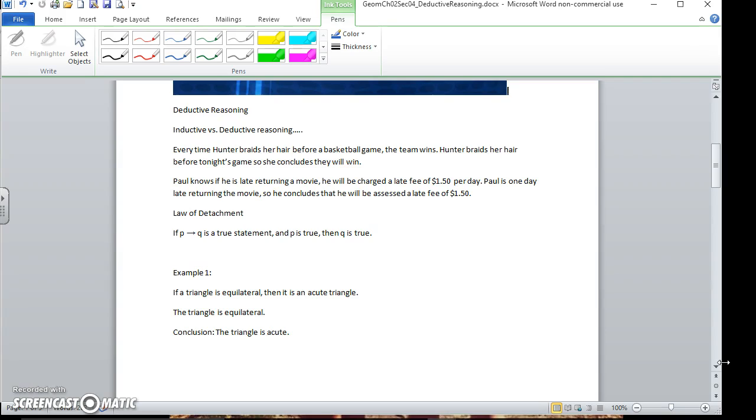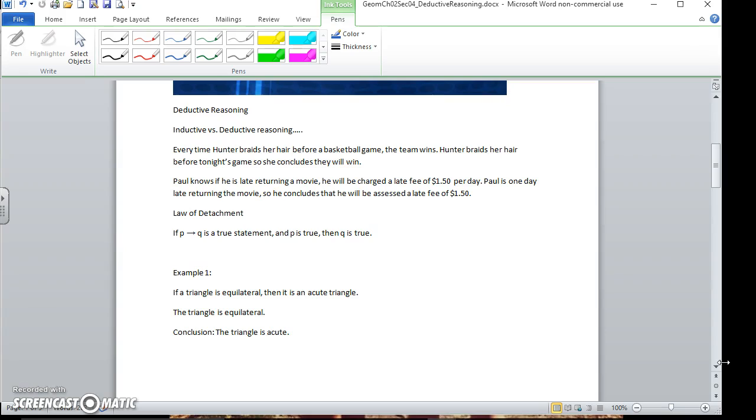So let's look at this first one. Every time Hunter braids her hair before a basketball game, the team wins. Hunter braids her hair before tonight's game, so she concludes they will win. That is inductive reasoning and superstition also. I mean, let's just call it what it is.